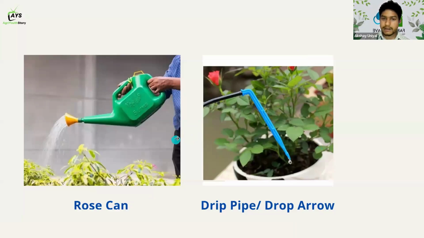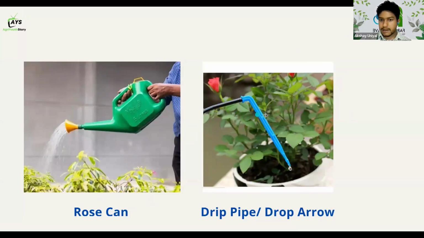We need these in our polyhouses. Then we have something that we call a drip irrigation system. Now this is an arrow dripper. This is a special type of drip irrigation system that is designed for hydroponic systems. What happens in hydroponics is a little bit technical.